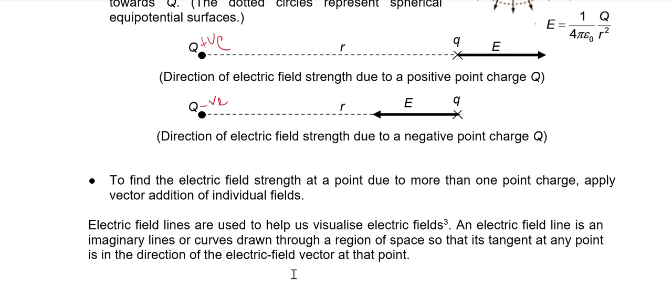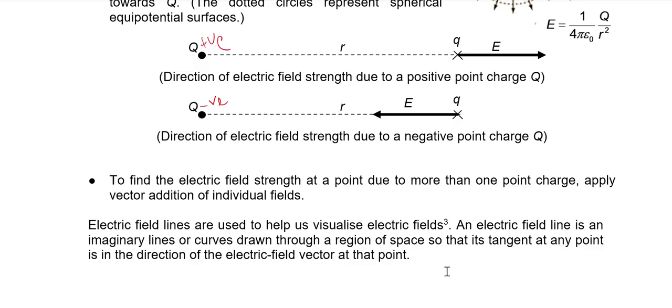Right, so if you have more than one electric field vector at a point, what you should do to find the resultant vector is to vector sum them, right? This is expected. So electric field lines are used to help us visualize electric fields. An electric field line is an imaginary line or curve drawn through a region of space so that its tangent at any point is in the direction of the electric field vector at that point.